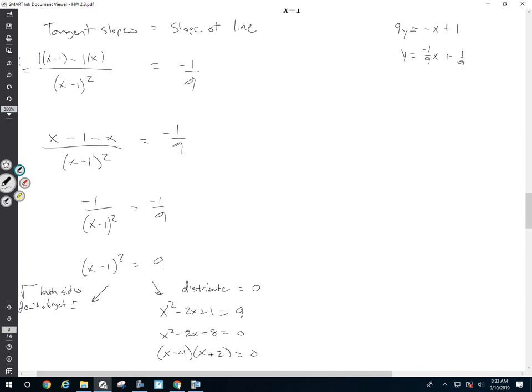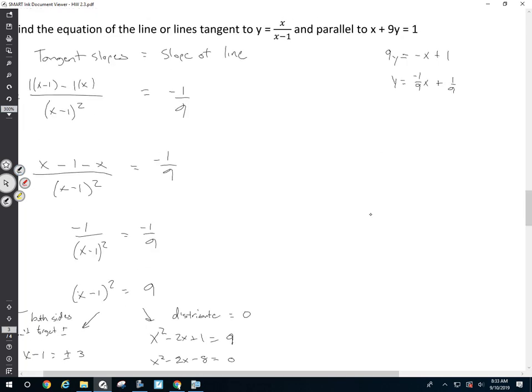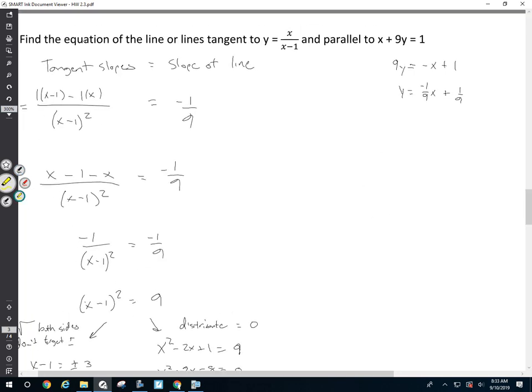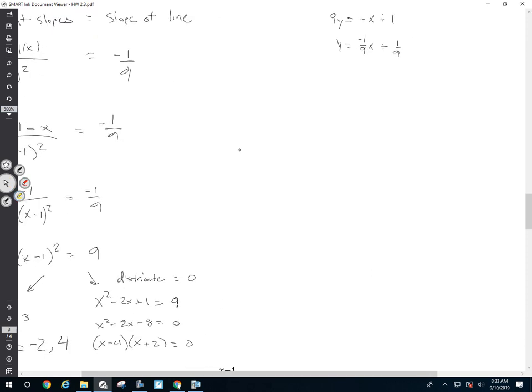If I square rooted both sides, I'd get x minus 1 equals plus or minus 3. It should be plus or minus on the right side, and then I move the 1 over. If I add 1 to negative 3, I get negative 2. If I add 1 to 3, it gives me 4. Okay? These are my x coordinates, but I want equations of the lines. So here come my equations.